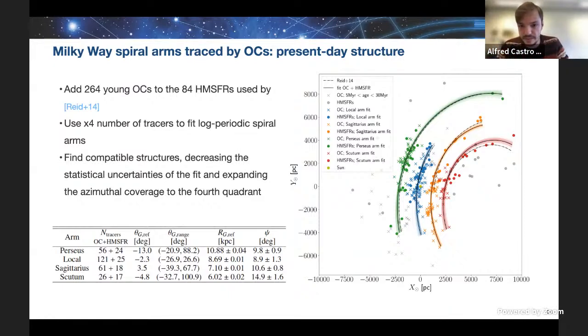There is a comparison between the parameters fitted by Reid and collaborators, which are the dashed-dotted lines, and our estimations. So we can say that basically they are compatible, and they extend the galactocentric azimuth, particularly to the fourth quadrant, where we did not have a description of the arms.